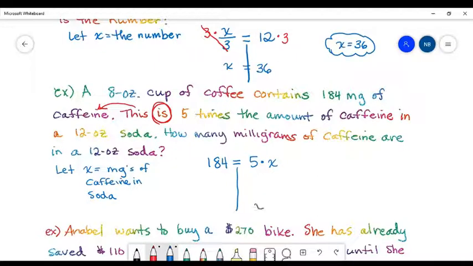Our goal is to get x by itself. Currently, x is being multiplied by 5. So I divide by 5 because 5 divided by 5 makes 1. Now if I do it to one side, I have to do it to the other. 184 divided by 5 is 36.8. So a 12-ounce can of soda contains 36.8 milligrams of caffeine.